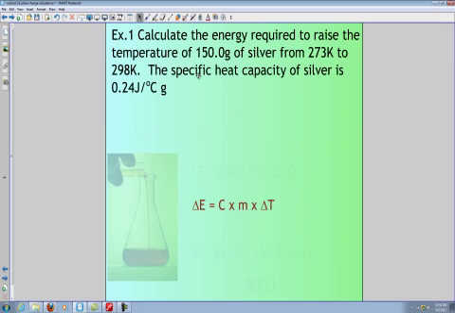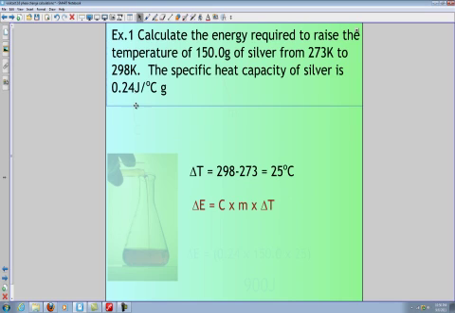Okay, so here's an example of the calculation. So we want to calculate the energy required to raise the temperature of 150 grams of silver from 273 Kelvin to 298 Kelvin. The specific heat is given to us. Okay, so a bunch of stuff there is given to us. We know that the delta T, okay, change in temperature, 298, that's the final, minus 273 is the initial, that's 25 degrees Celsius. You're probably thinking that's actually 25 Kelvin, but remember that Kelvin and Celsius, as far as their distance apart, they're the same thing. Okay, so that takes care of that part.